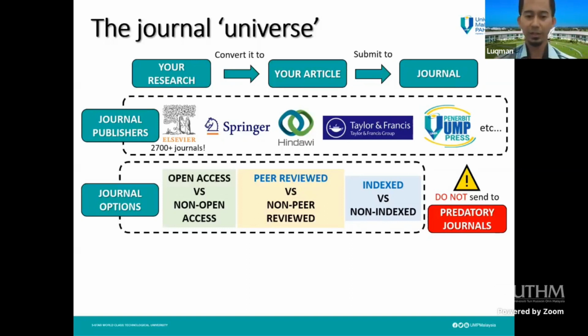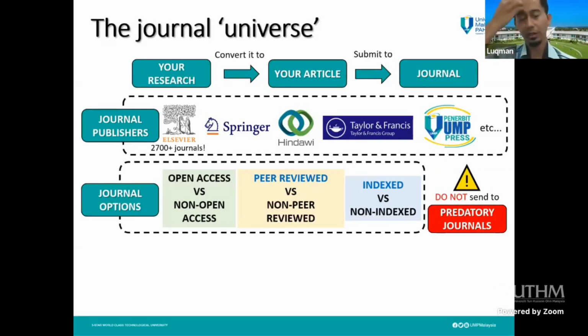So some are open access and some are non-open access. Some are peer-reviewed and non-peer-reviewed. Some are indexed and non-indexed. So indexed means it qualifies to be in the list of either Web of Science or Scopus. Non-indexed means it's not in the Scopus or Web of Science list.